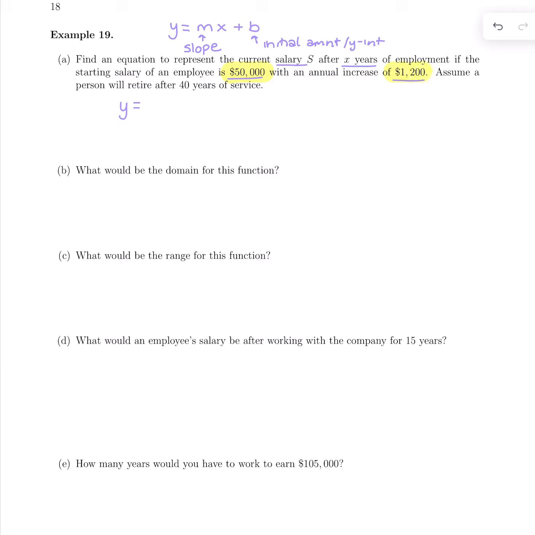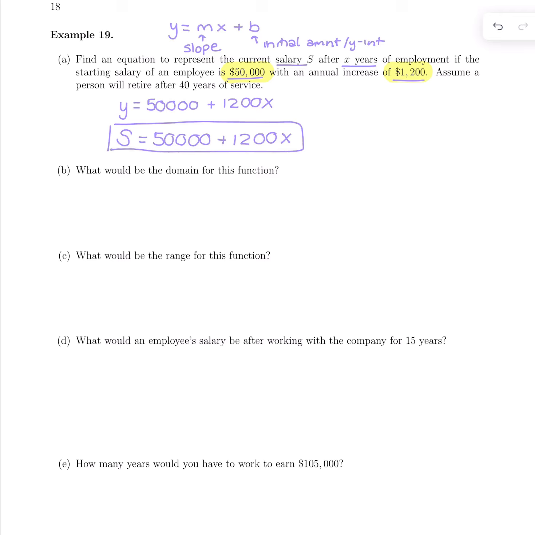So our initial amount is $50,000 plus their slope would be 1,200 times X number of years. Or you can write it the other way around. We want to make sure you switch this with an S. Their salary is going to start at $50,000 and increase, so positive slope of $1,200 per year times X years. So just switching to the correct variables.